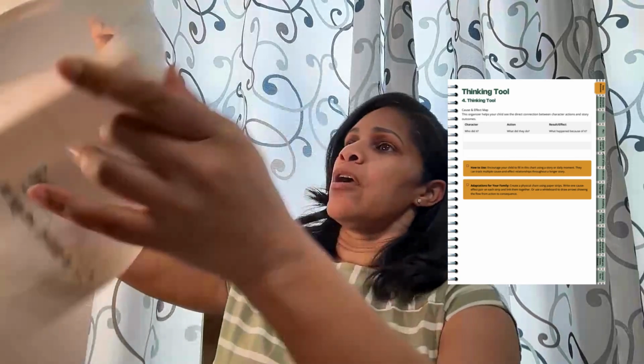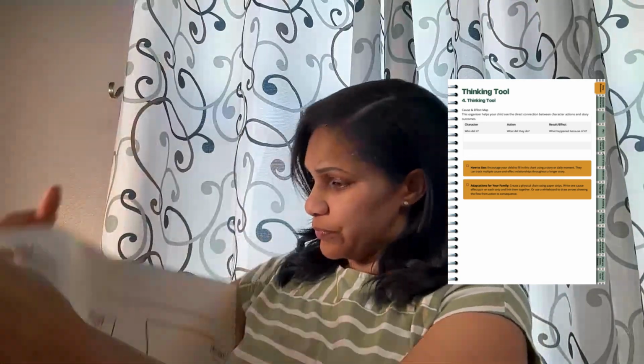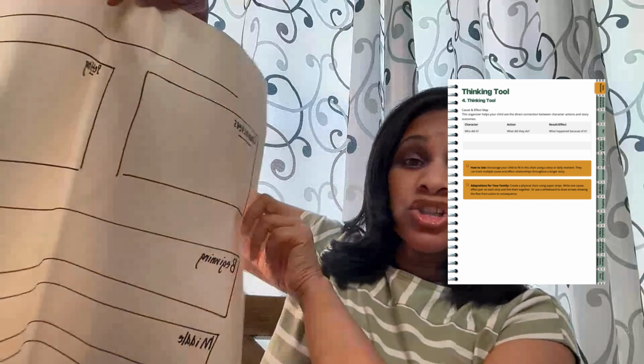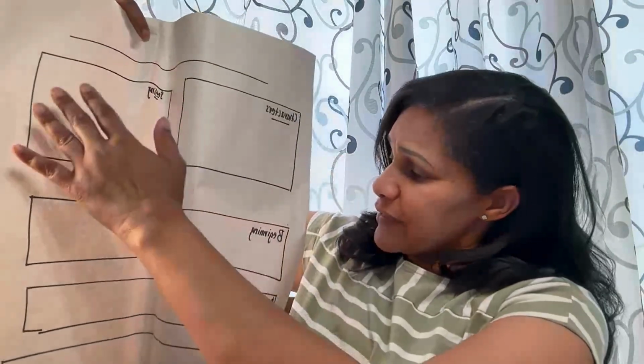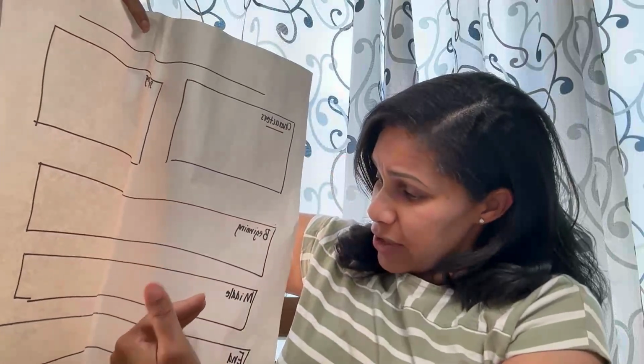That's it. Now, the next day, I created this chart where we are going to start jotting those things down. So we have the characters, we have the setting, we have the beginning, the middle, and the end. Now, if you have more than one child and your other child may be on the basic level, this is the basic level. So the skills just build on each other.